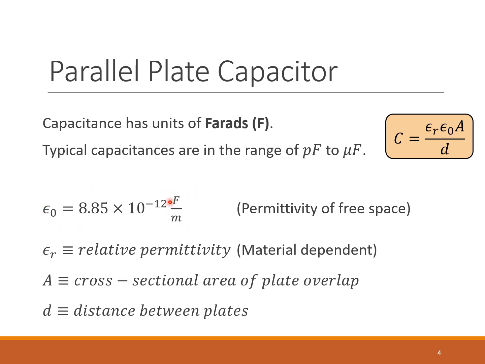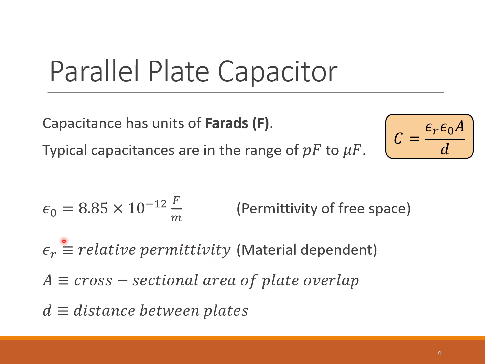Oftentimes this is given in farads per meter. It's not uncommon to see this in farads per centimeter as well. And then epsilon r is our relative permittivity, and this is a material property. If we have silicon dioxide, that's going to have a different permittivity than a hafnium oxide, for example. If you look on page 139 of the textbook, there's a table that has some example relative permittivities.